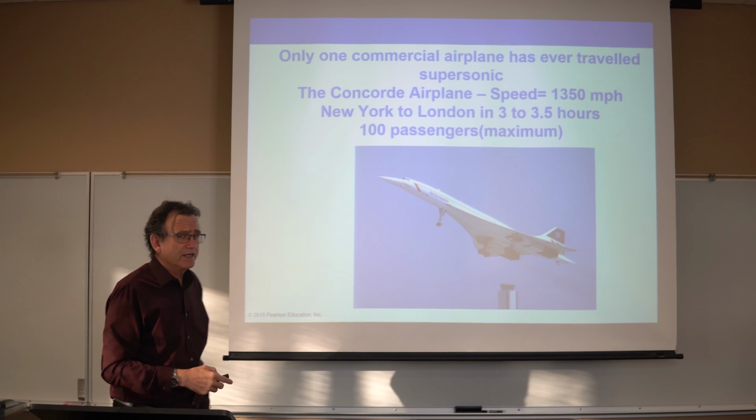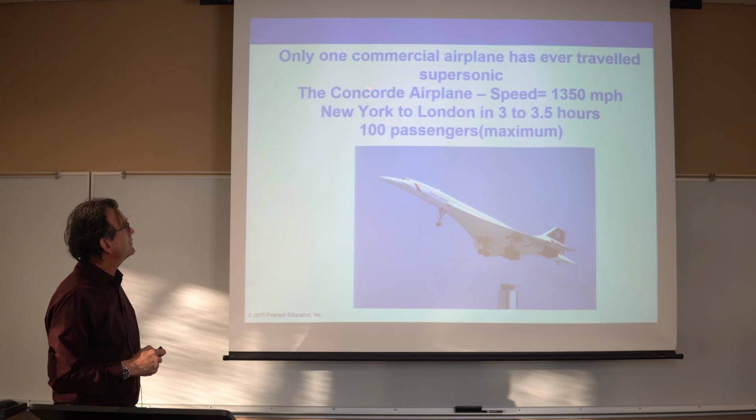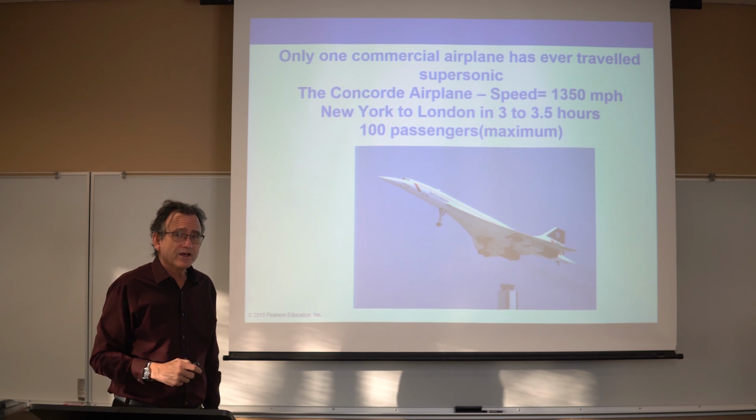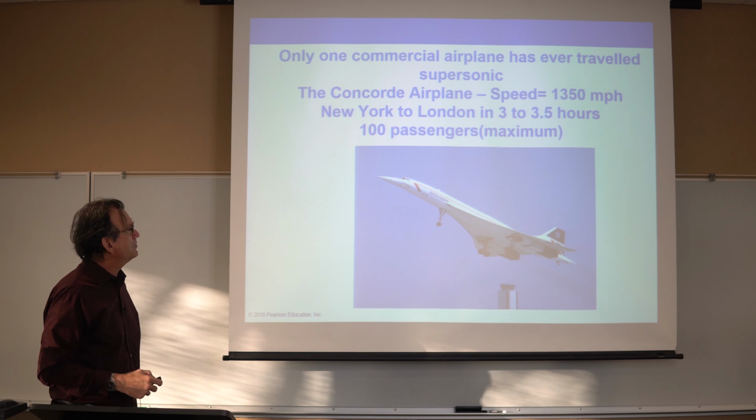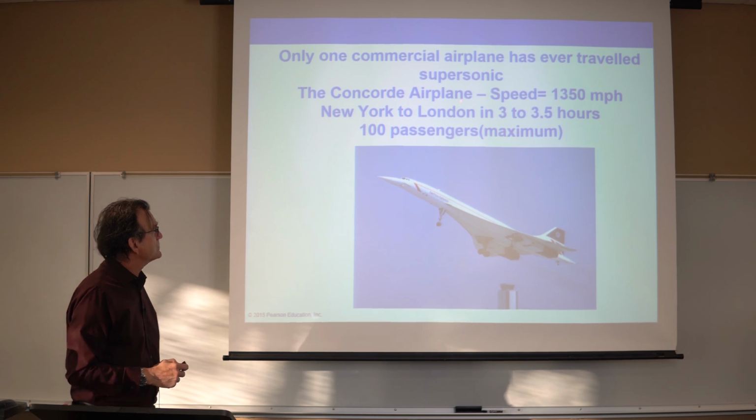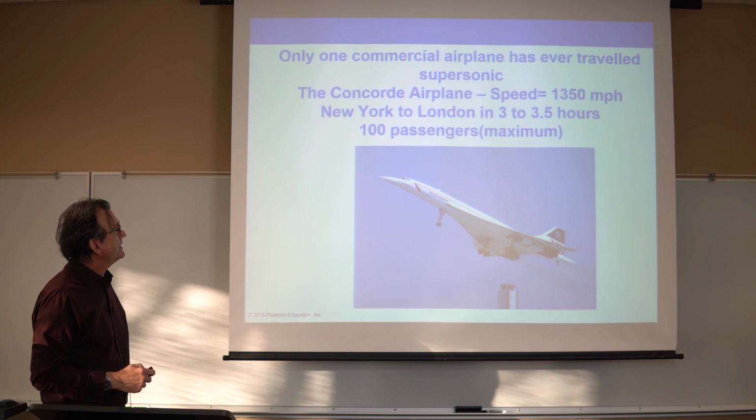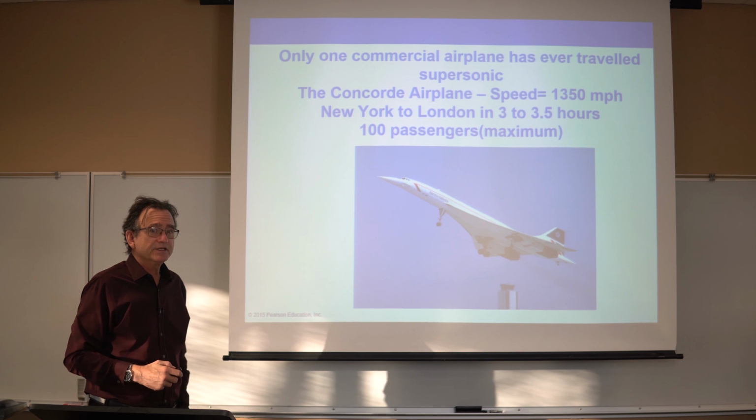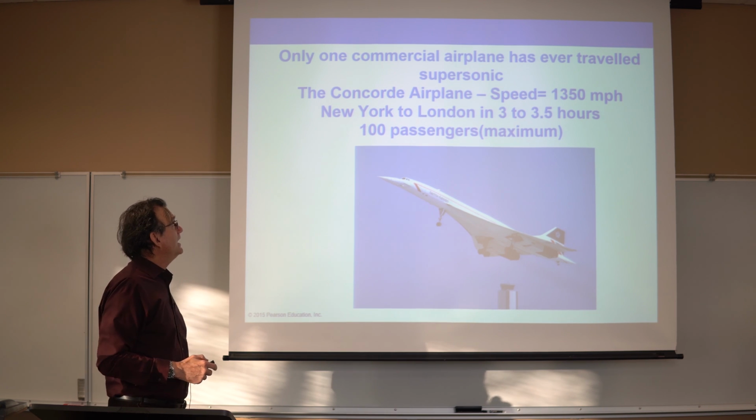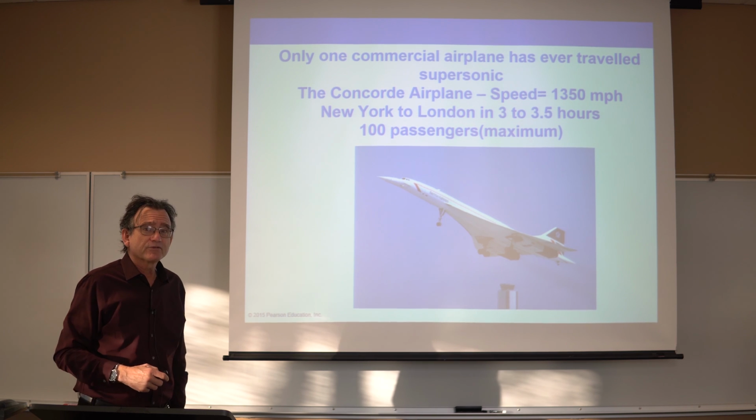And this is just a slide I show to show you that there has only been in our history one commercial airplane that has ever traveled supersonic. It was called the Concorde. It flew between 1976 and 2003 or 2004, something like that, for about 25 years. It had a cruise speed of 1,350 miles per hour, and it could fly from New York to London in 3 to 3.5 hours.